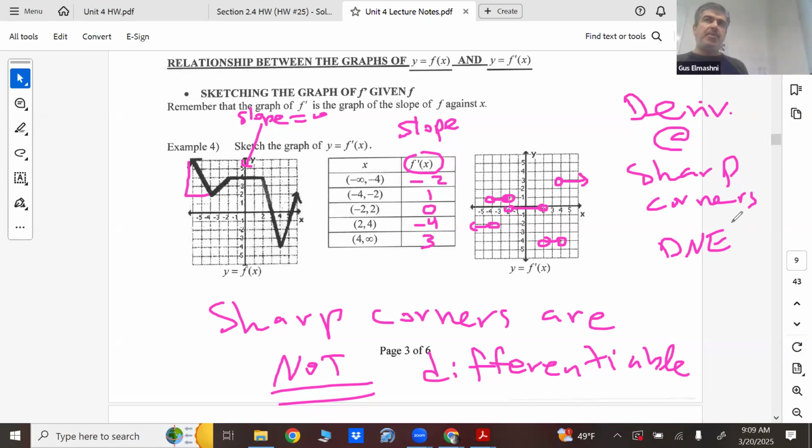We're going to take a look. You know how we did left and right hand limits? We're going to do left and right hand derivatives, and you'll discover that the left and right hand derivatives don't equal each other at certain points. We're going to have that discussion on Friday. But yes, sharp corners are not differentiable.